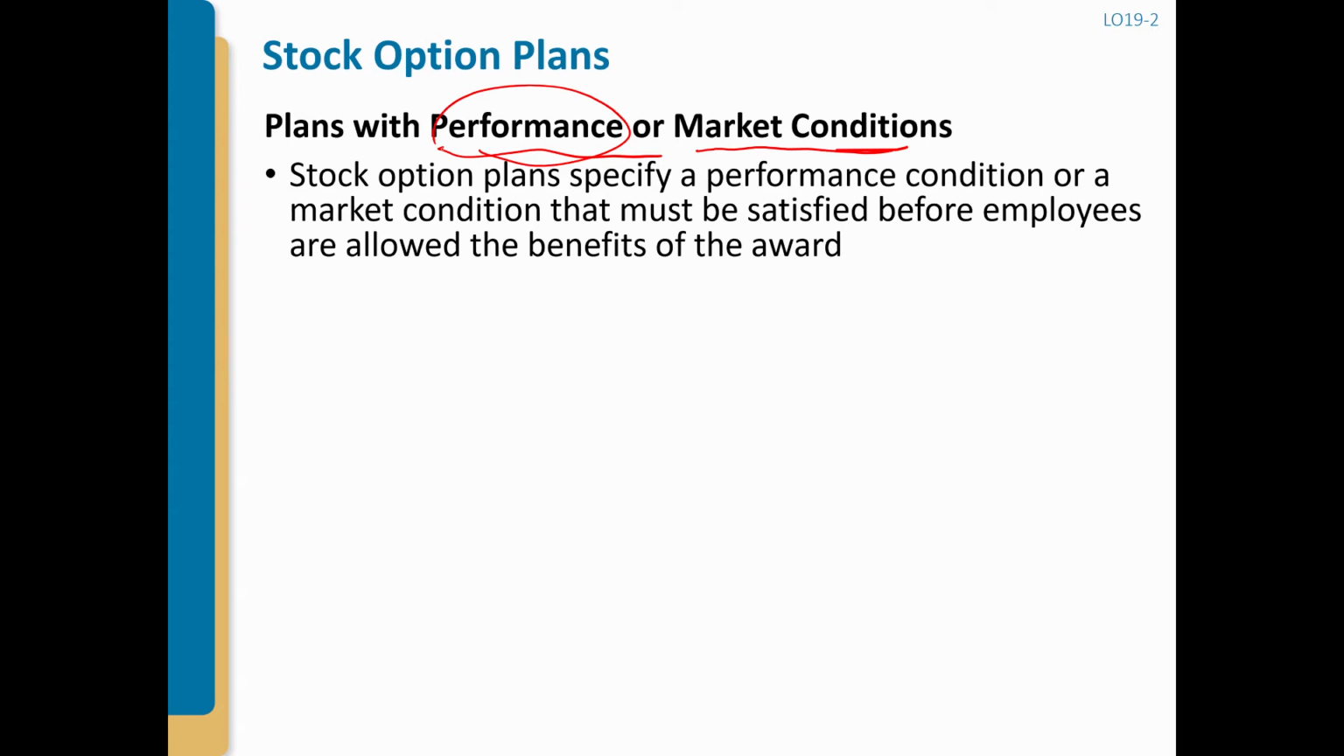Another type of condition is called a market condition. Like our stock price, which goes up and down in the stock market, right? If our stock price reaches $100 per share, then those CEO, CFO are going to receive the stock options. Those kinds of conditions.